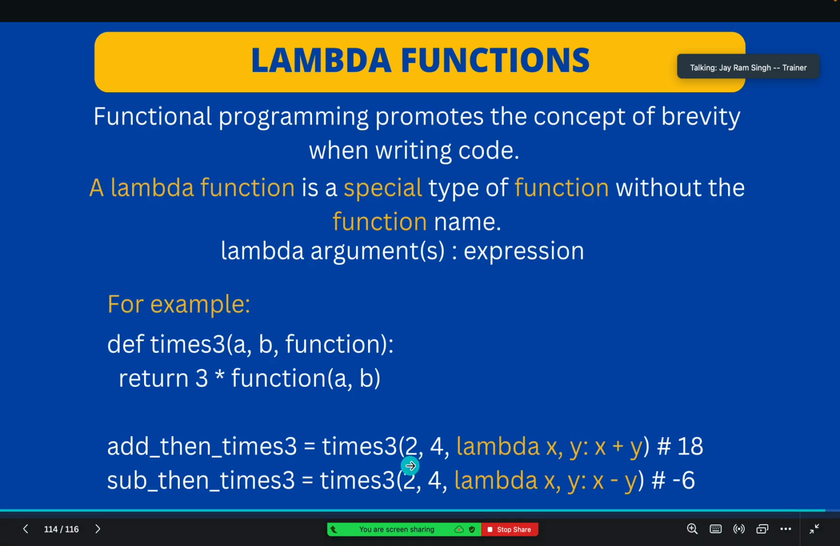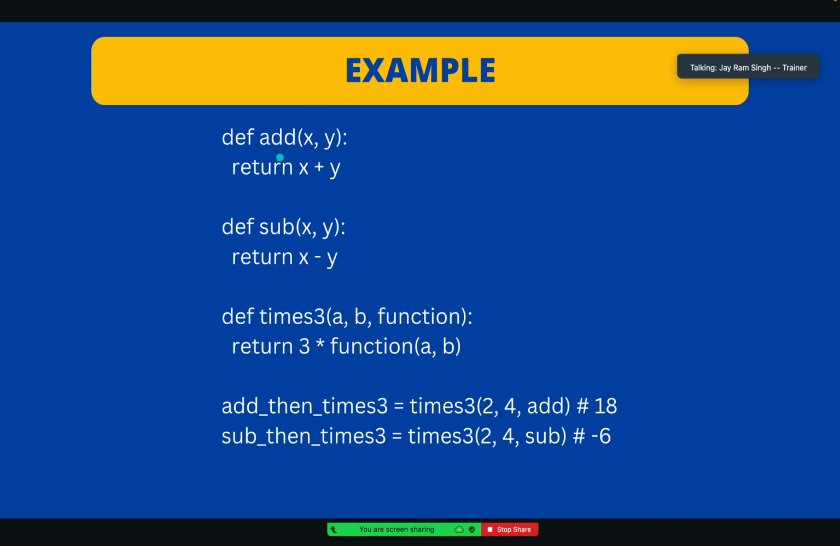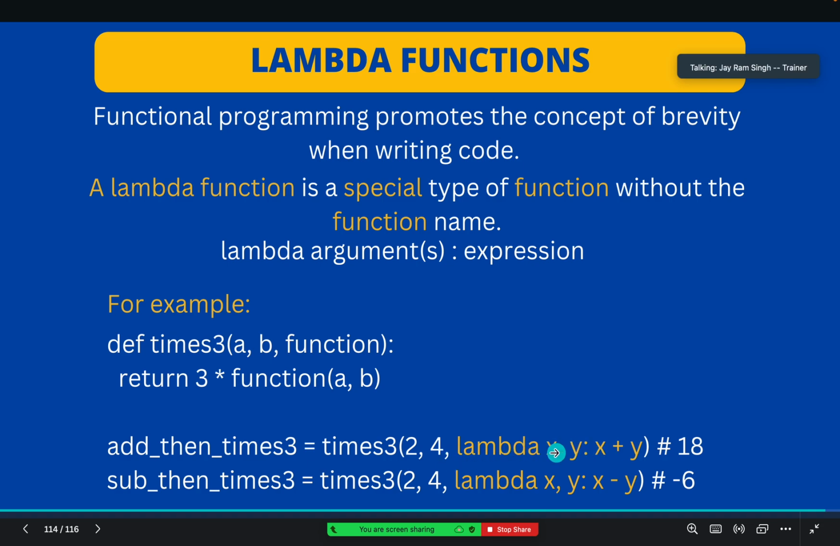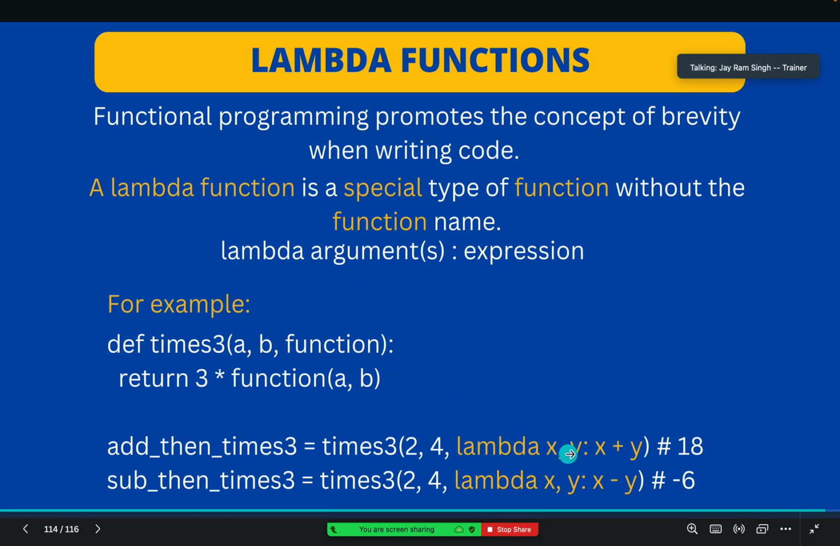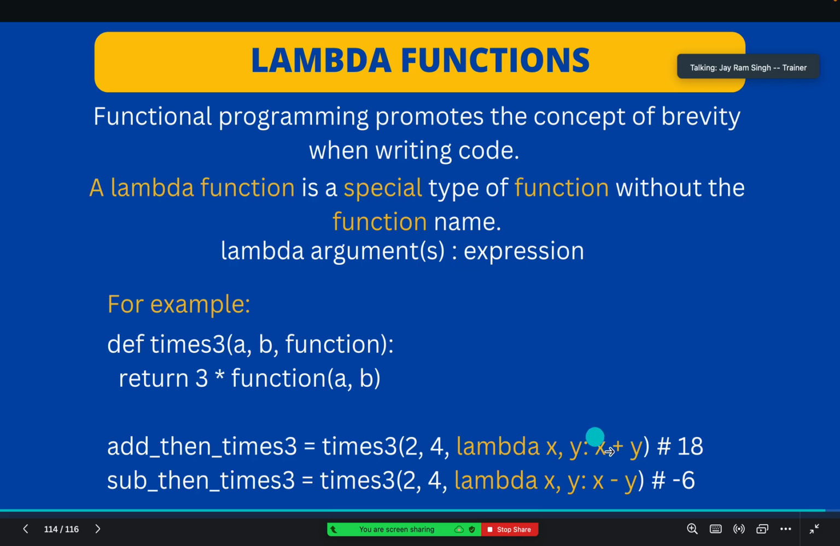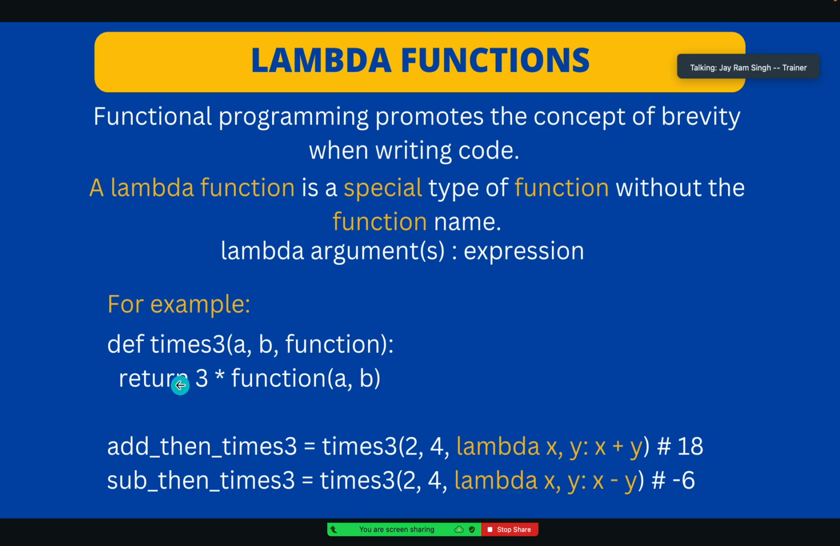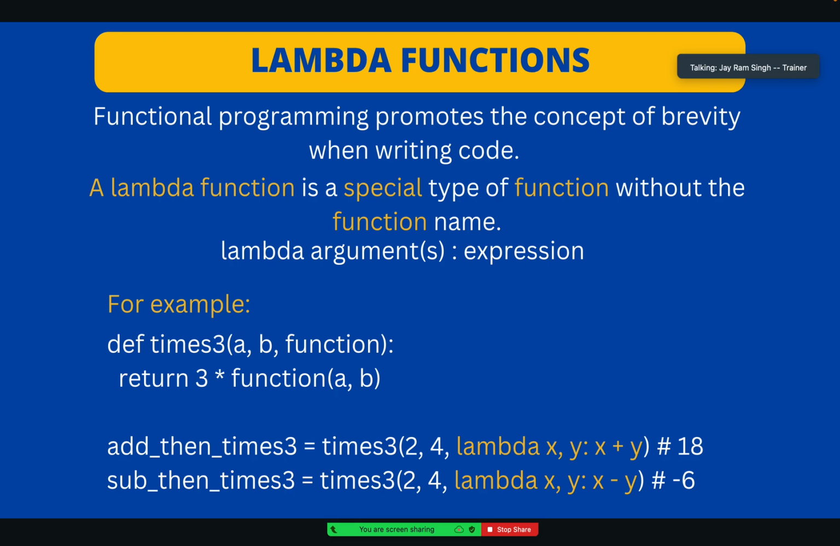How? Instead of calling this function here, what I'm doing is using lambda. I've written lambda. This is the format, lambda. Then the arguments were x and y, right? So there is 2 and 4. They will automatically come here, 2 and 4. And what is the expression here? It will sum up and return 2 plus 4 equal to 6, right? Once you have this, this will be passed to here, right? And after multiplication, it will return 18, right? So this is how a lambda function works.